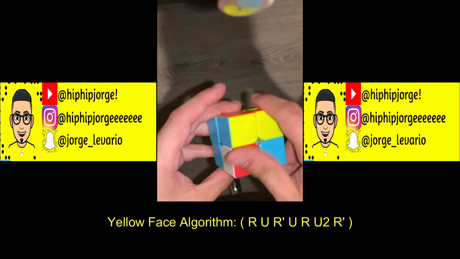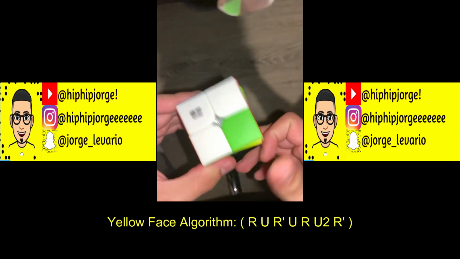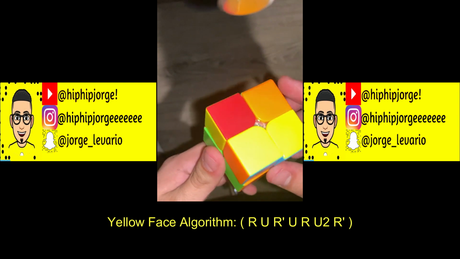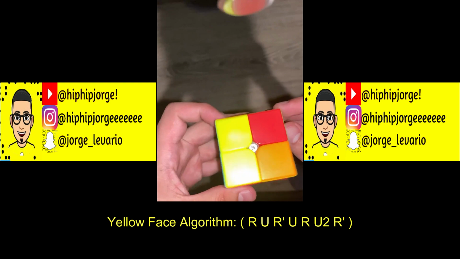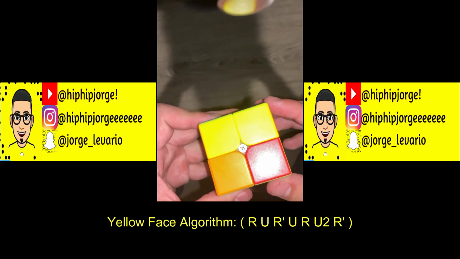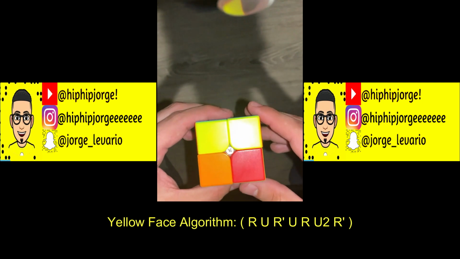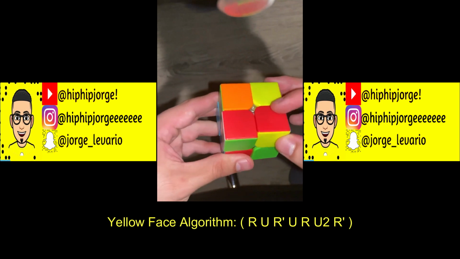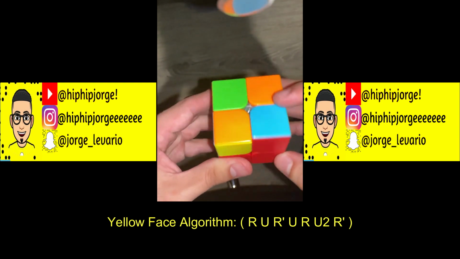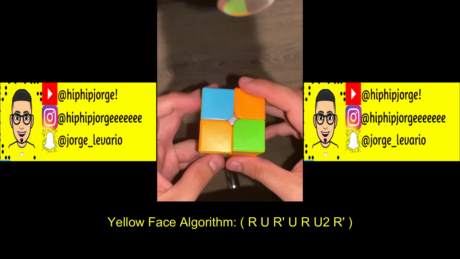Now let's say a case where all I simply did was undo. Now let's say in the case where you have two yellow pieces on top. If that's the case, then what you want to do is have them be your top left and top right, executing the same algorithm: R, U, R prime, U, R, U2, R prime. So now you have it on the side.